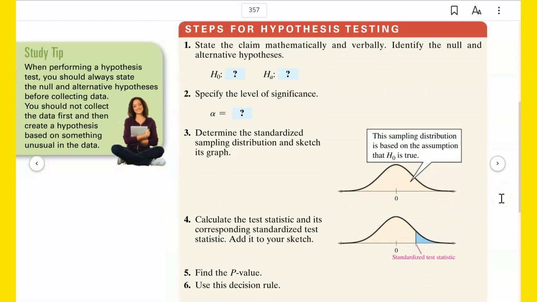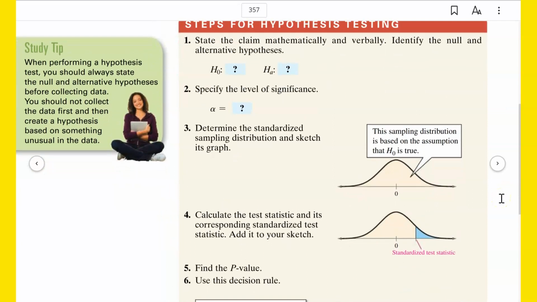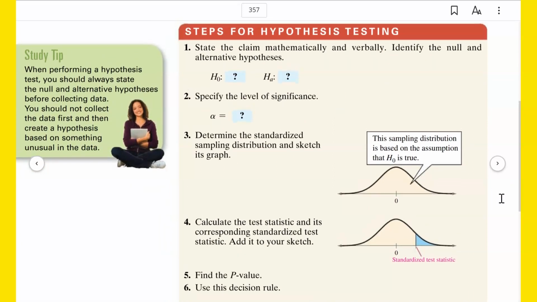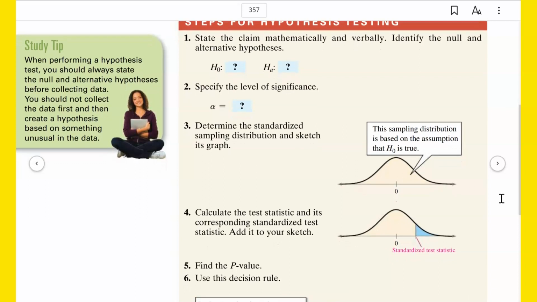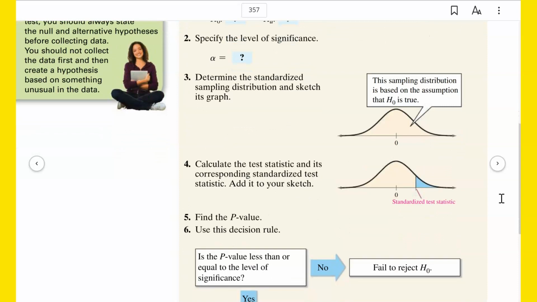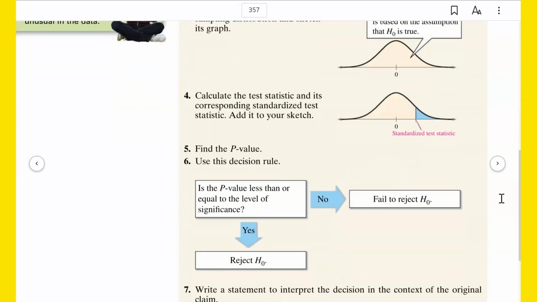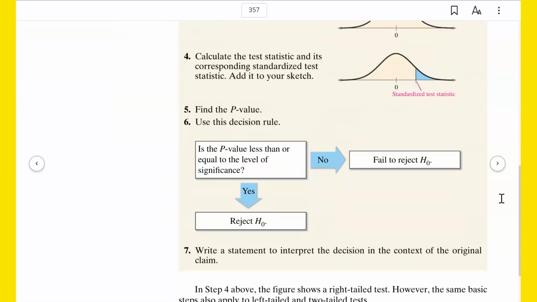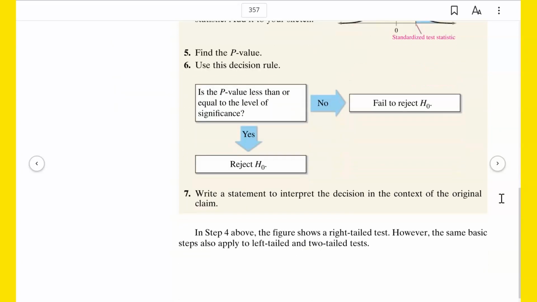Okay, here is a summarization of the steps for hypothesis testing. Feel free to read this. Pause this at any point and read those steps if you would like. In step 4 above, the figure shows a right-tailed test. However, the same basic steps also apply to left-tailed and two-tailed tests.